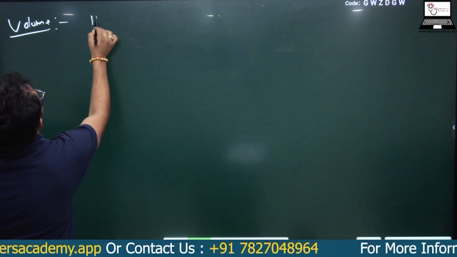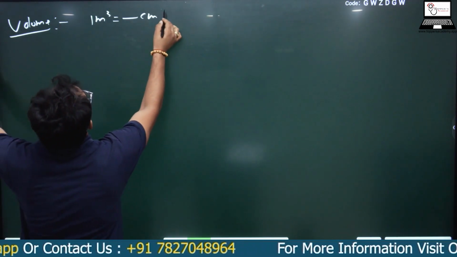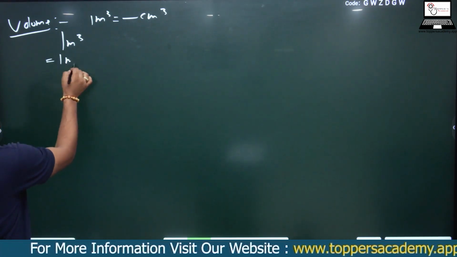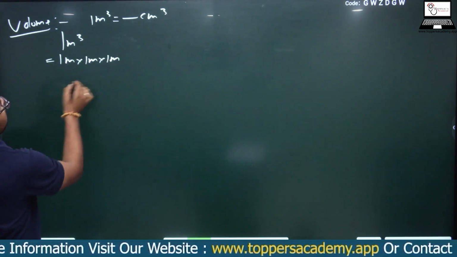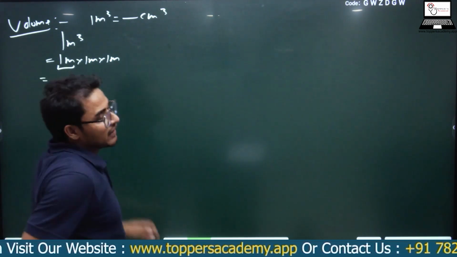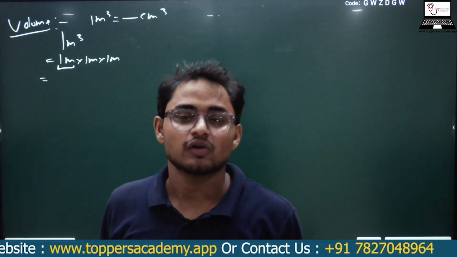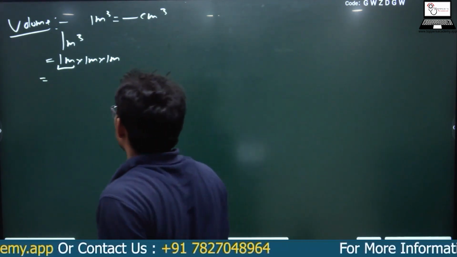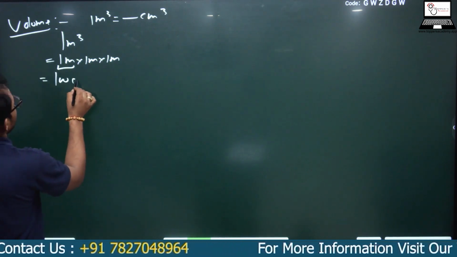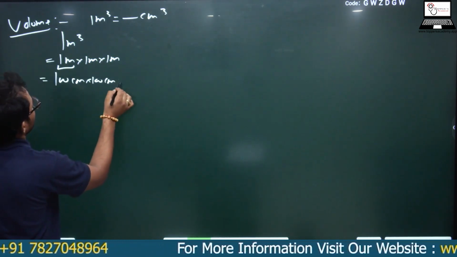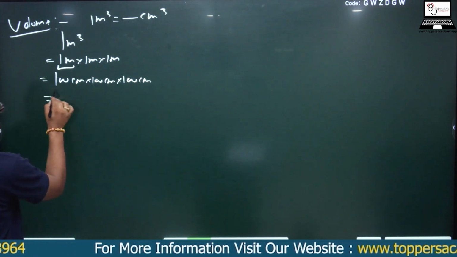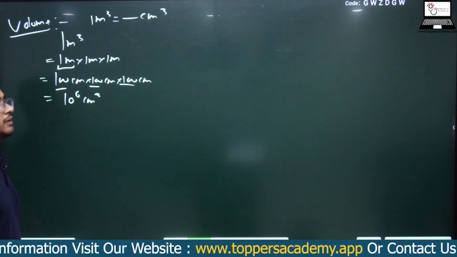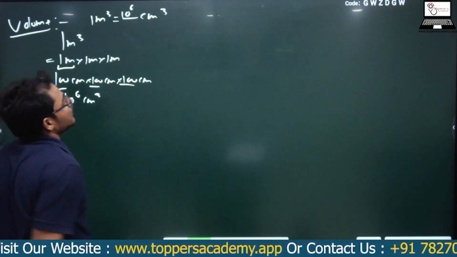Now the question is, 1 meter cube is equal to how many centimeter cube? Now listen, I can write 1 meter cube as 1 meter into 1 meter into 1 meter. In place of 1 meter, I can write 100 centimeter, because I have to provide the answer in terms of centimeter cube. So 10 to power 2, 10 to power 2, 10 to power 2, that is 10 to power 6 centimeter cube.